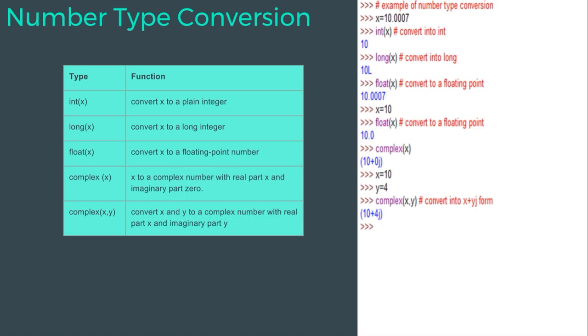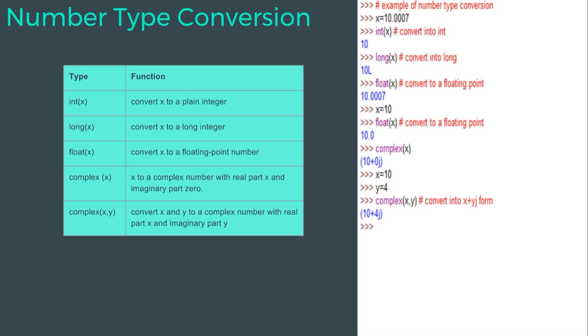The answer here is 10. If you want to convert into long, you just write long and a small bracket x. The answer will be 10L. Here L represents long integer. If you want to convert your number into a floating point, you have to write float in small brackets x. The answer will be 10.0007. Here our x is already fractional, so you can't see the difference.